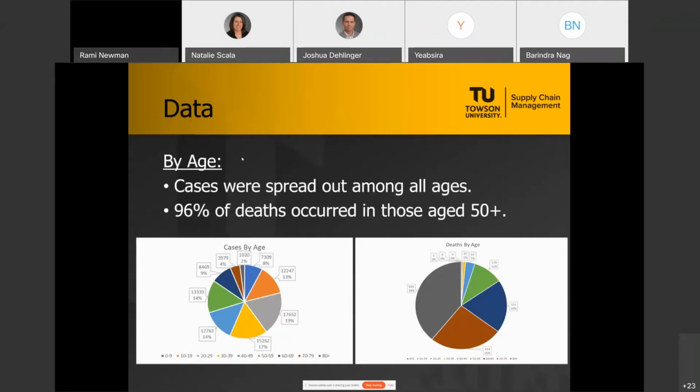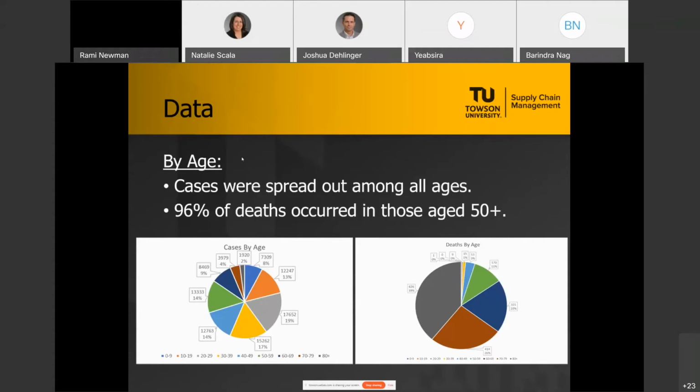So then we'll get into the data by age. So if we look at cases among all the ages, each age group had some cases. The younger people had more cases than the older, but on the flip side of that, anyone 50 up was much more likely to die from contracting COVID. And 96% of all deaths in Maryland occurred in people 50 up.